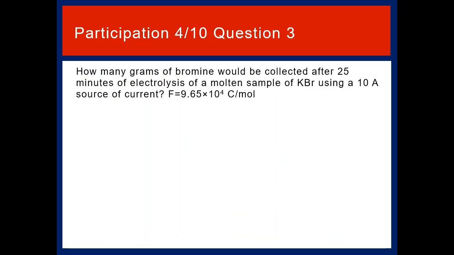Participation 410, question 3. How many grams of bromine would be collected after 25 minutes of electrolysis of a molten sample of KBr using a 10 amp source of current? For reference, F is equal to 9.65 times 10 to the fourth coulombs per mole. This is the third question on participation 410, due Friday, April 10th at 11:59 p.m. over on Blackboard. The link to the assignment is right below the document where these videos are posted. Again, how many grams of bromine would be collected after 25 minutes of electrolysis of a molten sample of potassium bromide using a 10 amp source of current? Faraday's constant is given there to help you answer the question.